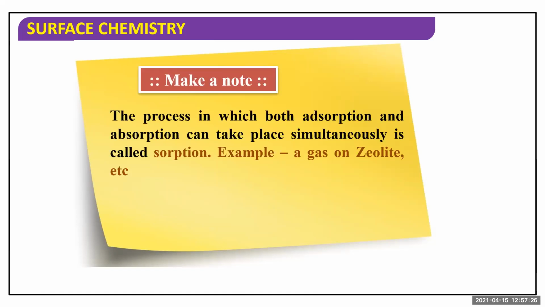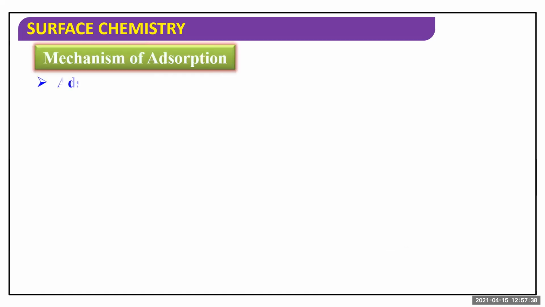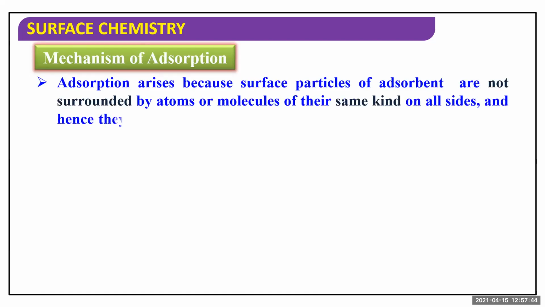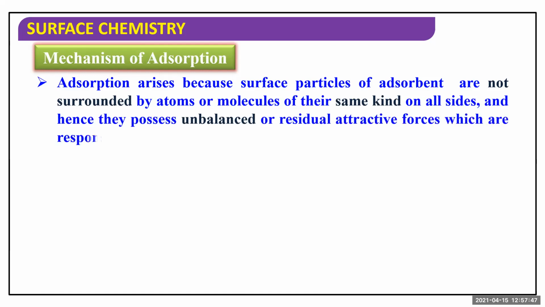Make note: the process in which both adsorption and absorption take place simultaneously is called sorption. Example, a gas on zeolite, etc. Mechanism of adsorption: adsorption arises because surface particles of the adsorbent are not surrounded by atoms or molecules of the same kind on all sides, and hence they possess unbalanced or residual attraction forces which are responsible for attracting the adsorbate.